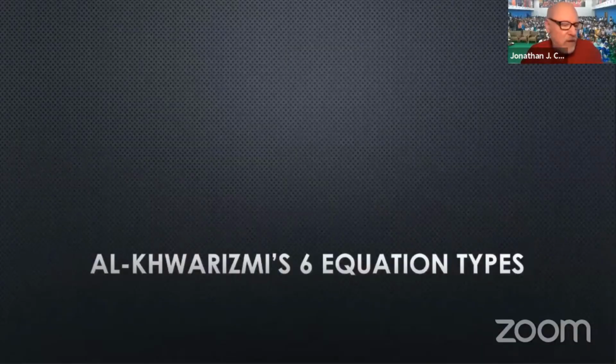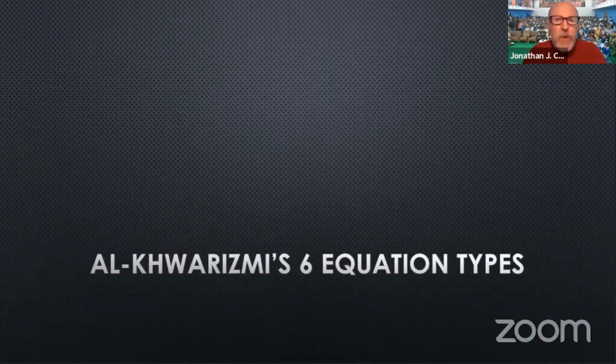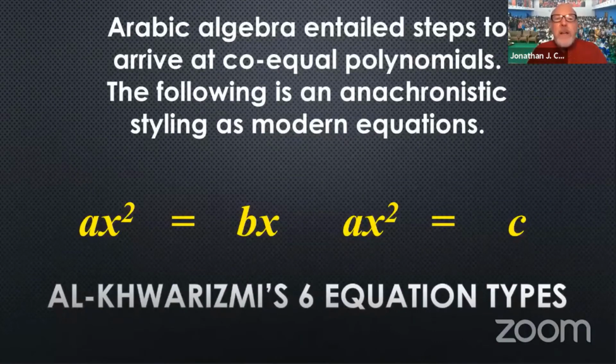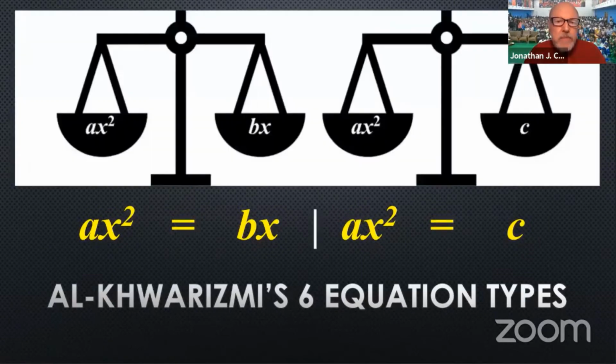So now I'm going to move on to Al-Khwarizmi's equation types to start to demonstrate how Bharat's 0 did not get understood in the Middle East. Arabic algebra entailed steps to arrive at co-equal polynomials. So the following is an anachronistic styling as modern equations. So we've got equation types such as ax squared equals bx and ax squared equals c.